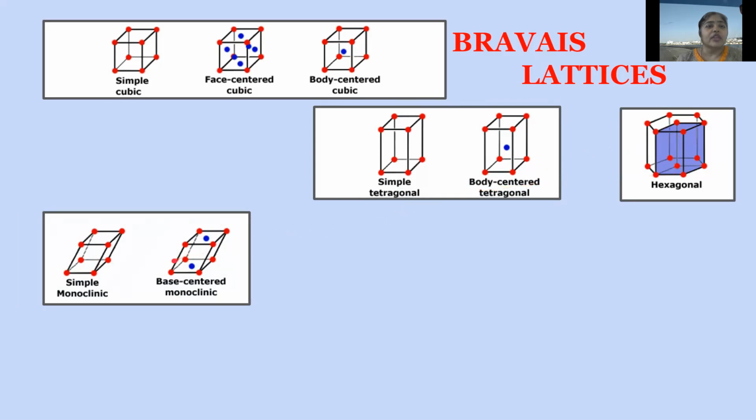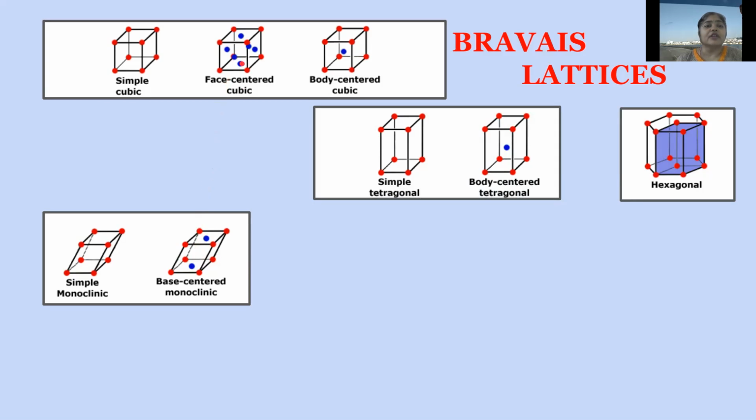Now coming to the monoclinic. Monoclinic, again, you can have two types. You can have the simple monoclinic with the particles only at the corners, or you can have what is known as the base-centered monoclinic. Now, what do you mean by base-centered? Base-centered means where the particles are present only at the base faces, that is on the bottom face and the top face. So only at the center of the top and the bottom face, if the particles are present, then it is called base-centered.